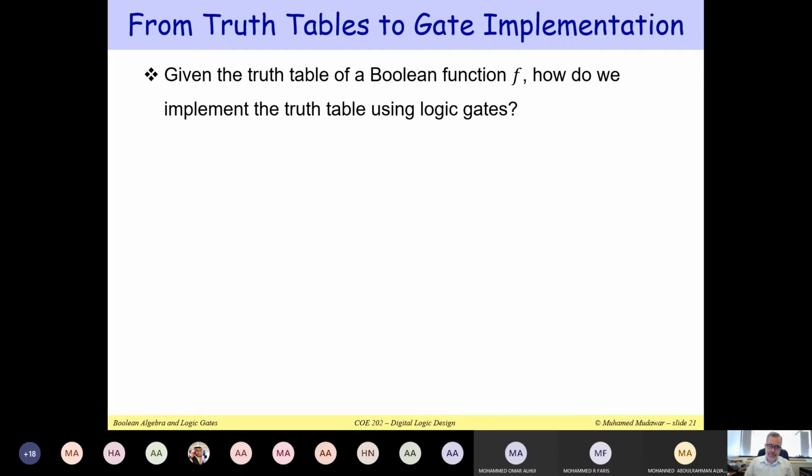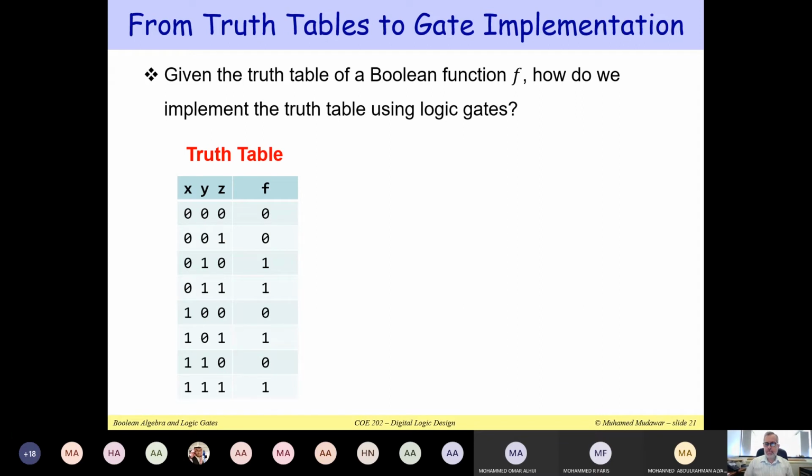I'll give you an example. Here's a truth table. This truth table describes a function f, which is a function of three variables, x, y, z. You can see that this truth table has 8 entries, and sometimes the value of the function is 0, sometimes it is 1. So it is described by this table.